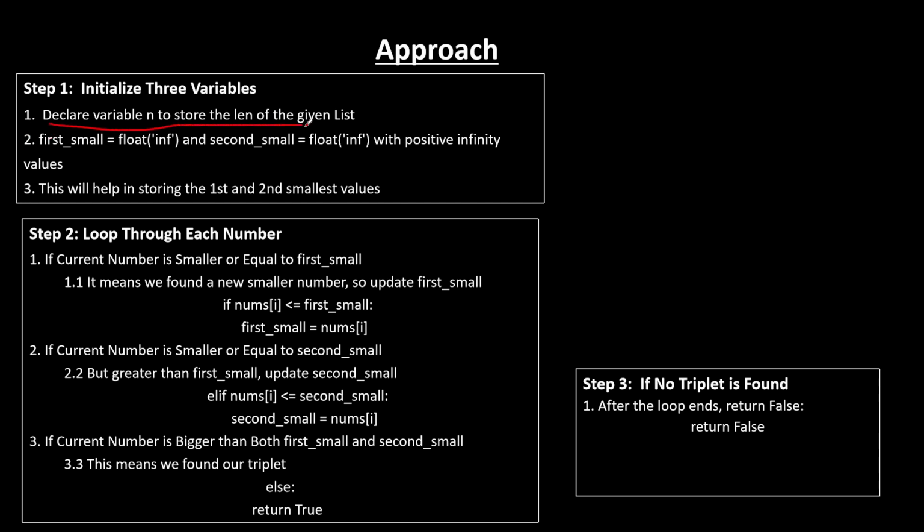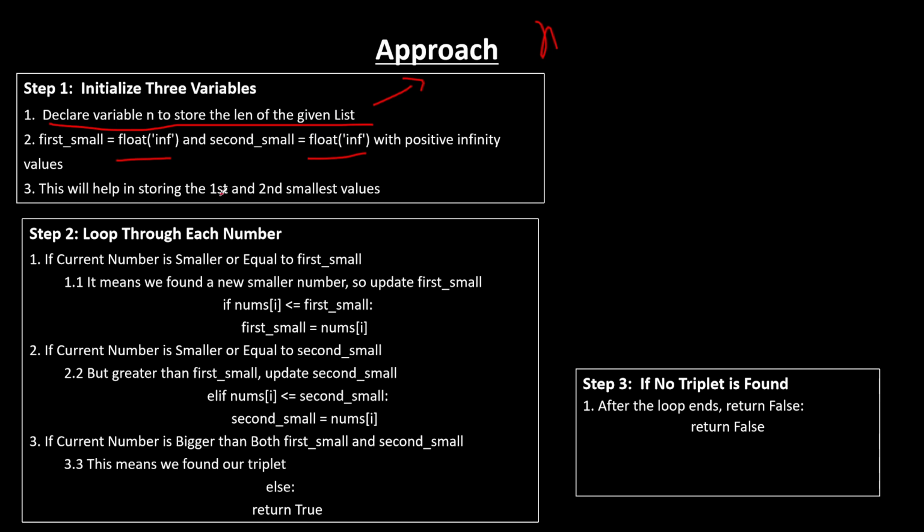Declare a variable n to store the length of the given list. This is the compulsory thing. We need the length as we will iterate the array. And as I said, we will be having two bags, first small bag and second small bag, to store the first small element and the second small element, right? Now, I also said in the intuition that if the bag contains something, and the coming value is smaller than or equal to that value, we have to replace it, right?